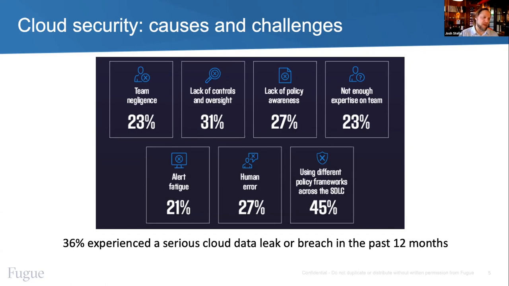All right. Almost a quarter of people said team negligence, and not enough expertise on teams, same thing, 27% lack of policy awareness. There's a kind of blame-the-victim thing going on here, in my opinion. When you look at, for example, NIST 800-53, or at how hackers are breaching cloud environments, this is like saying all developers should have master's degrees in this very specific topic of cloud security. And that's just not realistic.